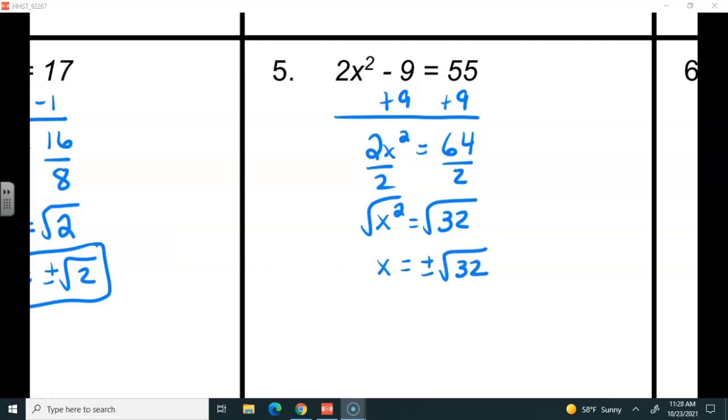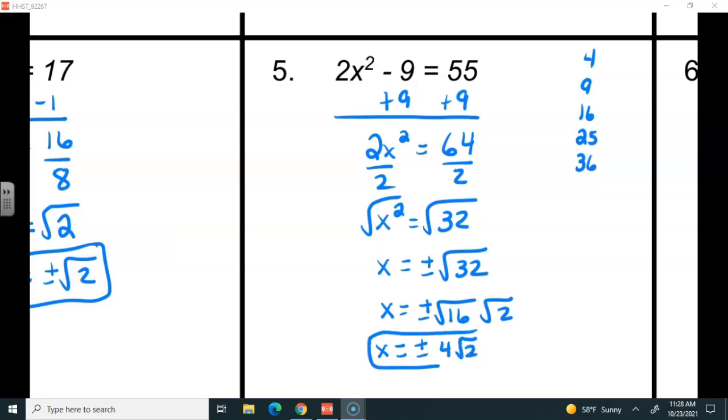Now, we learned from Unit 2 that we cannot just leave that as a radical with 32, but we need to simplify that. So we're going to look at our perfect squares. Remember, those are 4, 9, 16, 25, 36, and so on. And ask ourselves which one of those, the largest one, will go into 32, and that will be 16 times 2. And then x equals plus or minus 4 square root of 2. So simplifying the radicals in Unit 2 is still very important here.